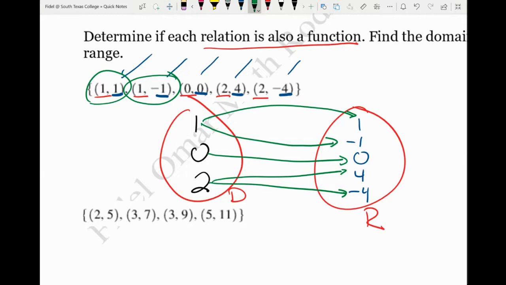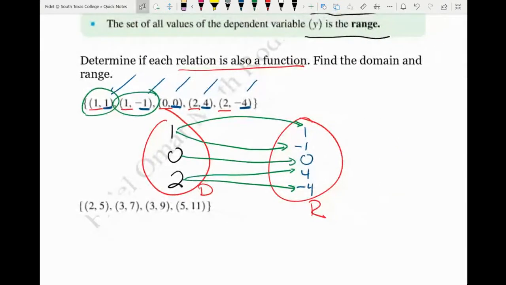So now, if we're going to ask ourselves, is this thing here a function? Then what we have to do is say, are these people here being faithful? No.